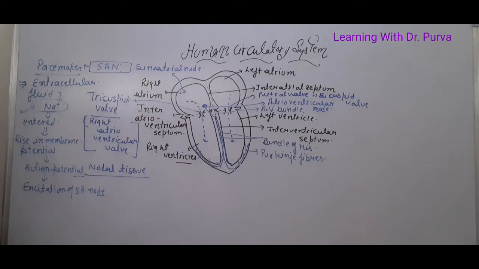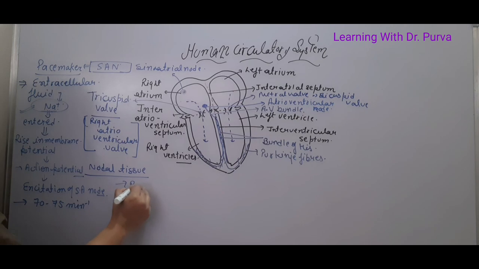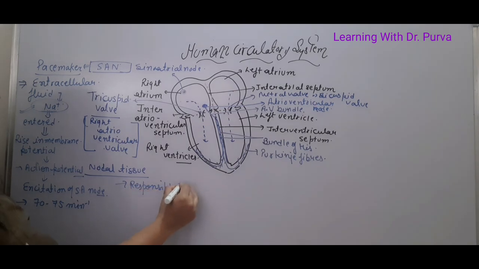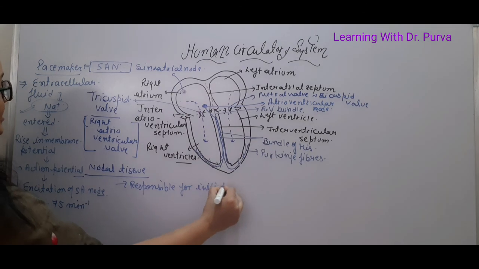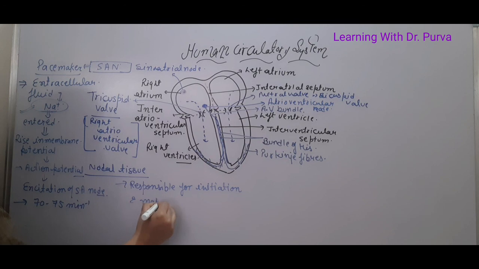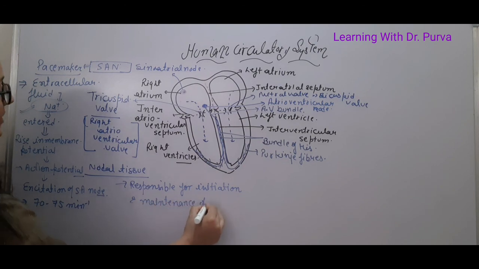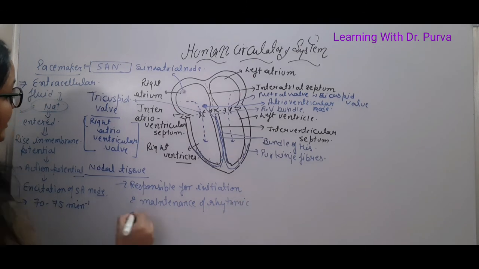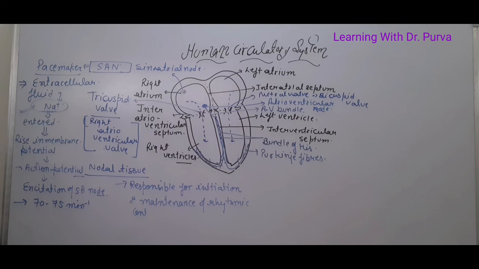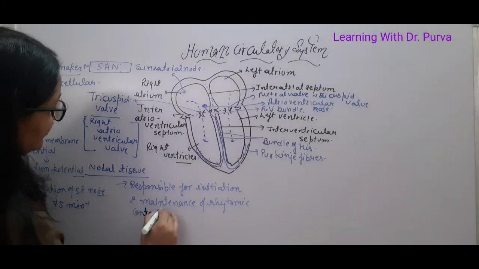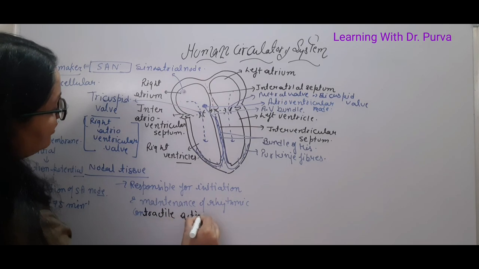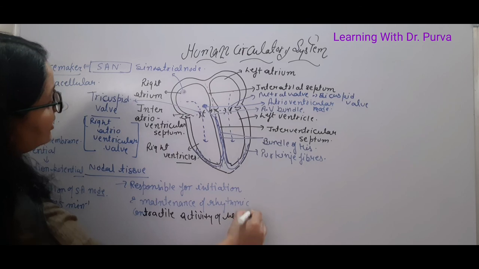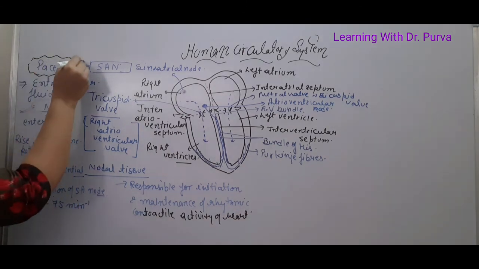It can generate the action potential. This sinoatrial node can generate the action potential 70 to 75 per minute. And this SAN node is responsible for what? It is responsible for initiation and also maintenance of rhythmic contractile activity of the heart. So this is responsible for that. That's why it is known as the pacemaker of the heart.